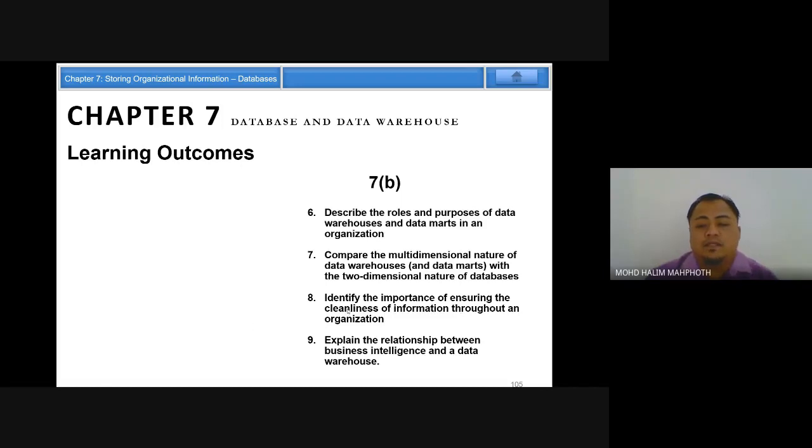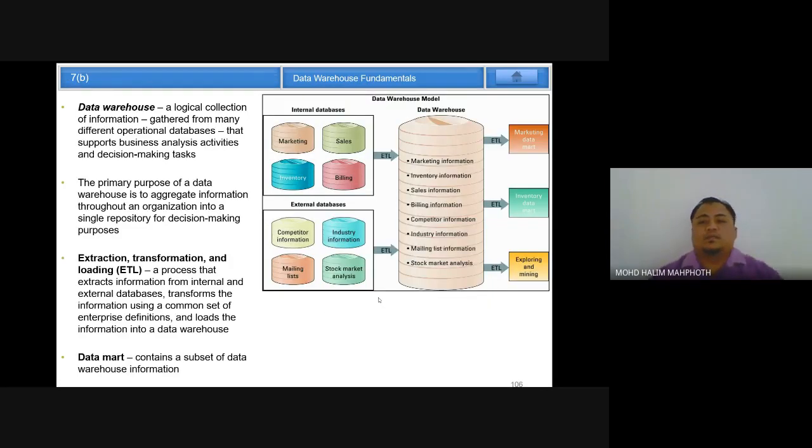We will also identify the importance of ensuring the cleanliness of information throughout an organization, how we clean this particular database and data warehouse through some procedures, and lastly the relationship between business intelligence and data warehouse. And as you can see right here, this is the data warehouse.